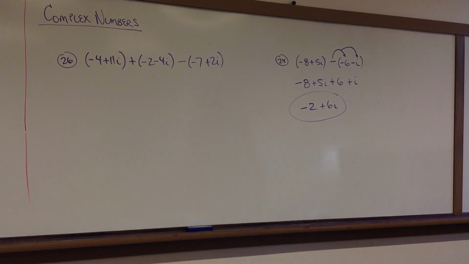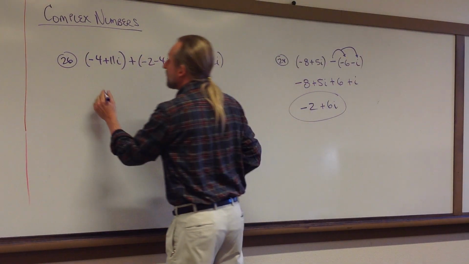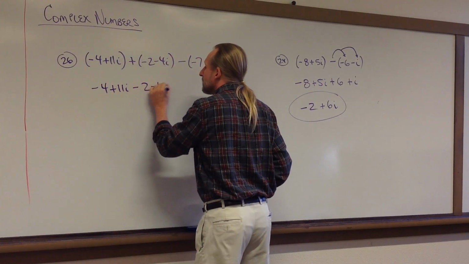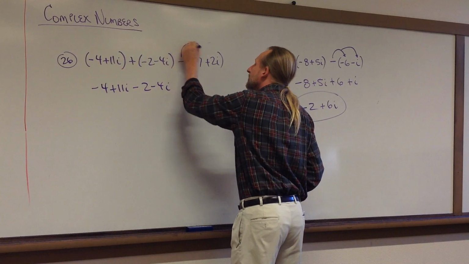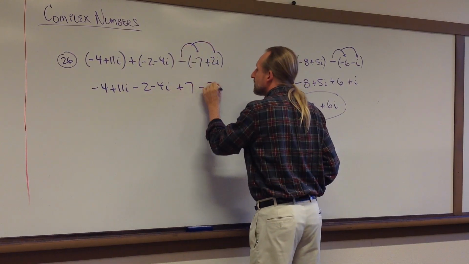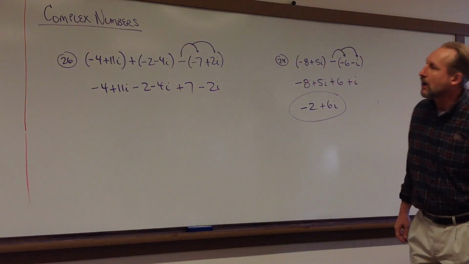Okay. So these two parentheses aren't going to change. We're going to have negative 4 plus 11i and then minus 2 minus 4i. This subtraction has to get distributed. That'll give us positive 7 and minus 2i.